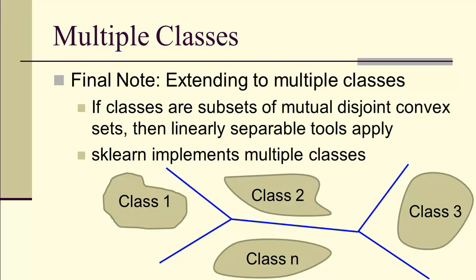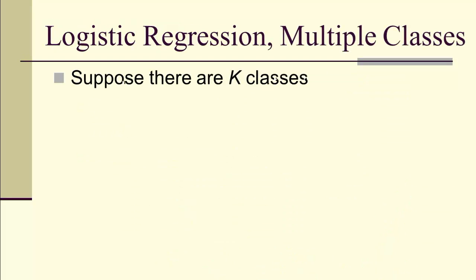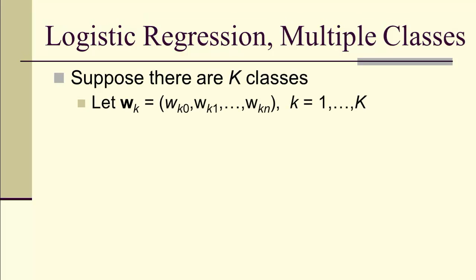Finally, let me say that all of this we've been talking about extends to multiple classes. If classes are subsets of mutually disjoint convex sets, then linear separability applies. And when we use sklearn, for instance, you can actually use multiple classes. We always use class 1 and class 0, but you can have as many classes as you want. All these ideas extend. So let me just finish up by showing you how logistic regression, and therefore by extension support vector machines, handle multiple classes.